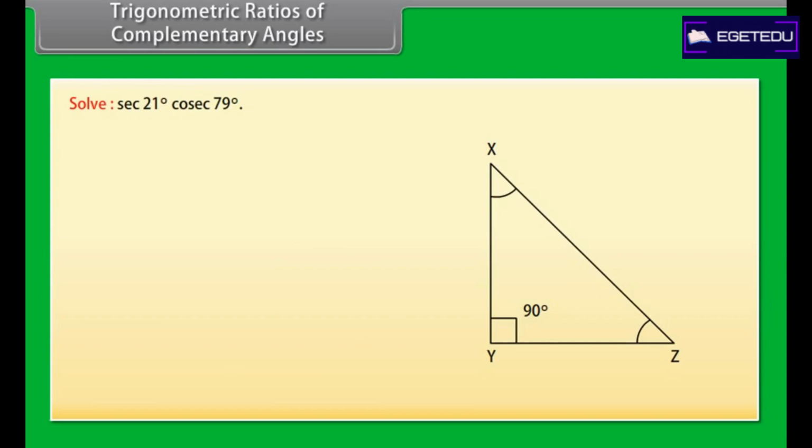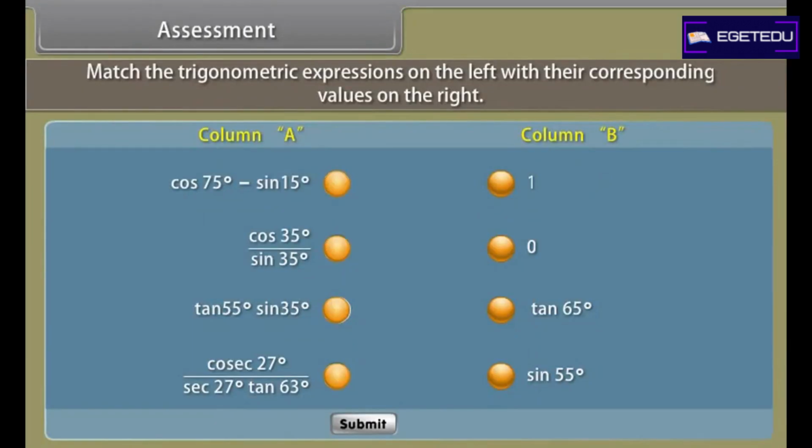Solve: sec 21 degree, cosec 79 degree. Sec 21 degree is equal to cosec 90 degree minus 21 degree equals cosec 79 degree. Therefore, assessment. Match the trigonometric expressions on the left with their corresponding values on the right.